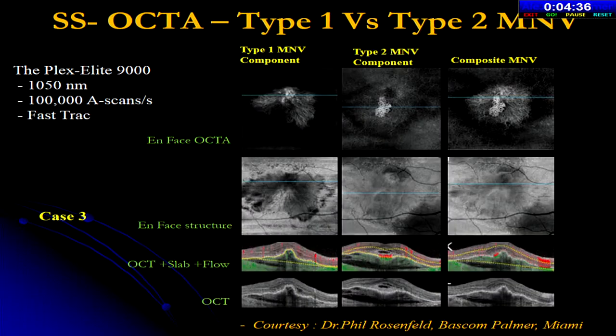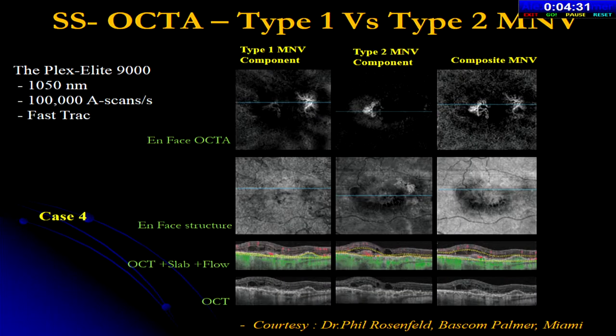Here you have one where the type 1 MNV is sitting atop the type 2 MNV, another where the type 1 and type 2 are on either side of the MNV. So when a CNV is actually refractory, you can make out which component is causing that refractoriness and which component is actually melting away.